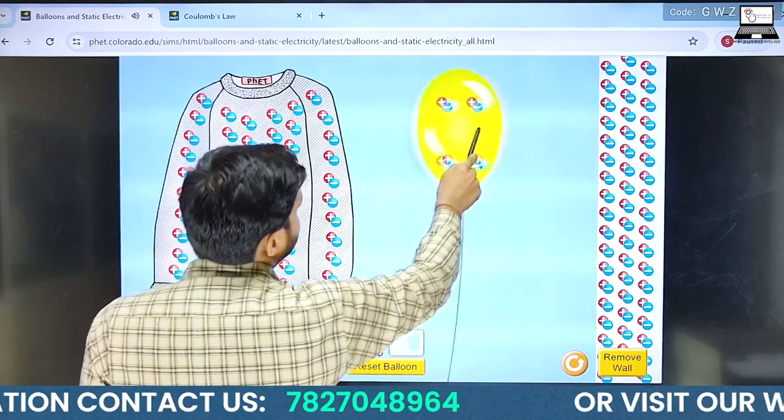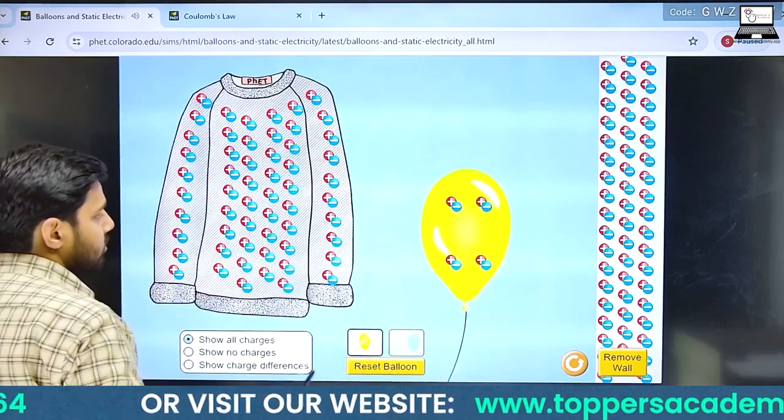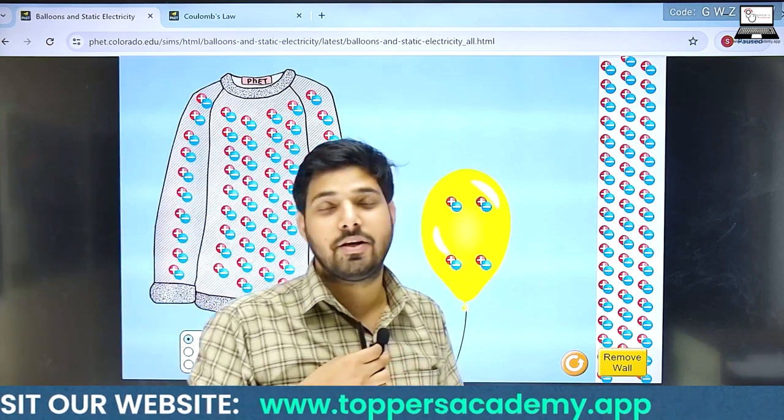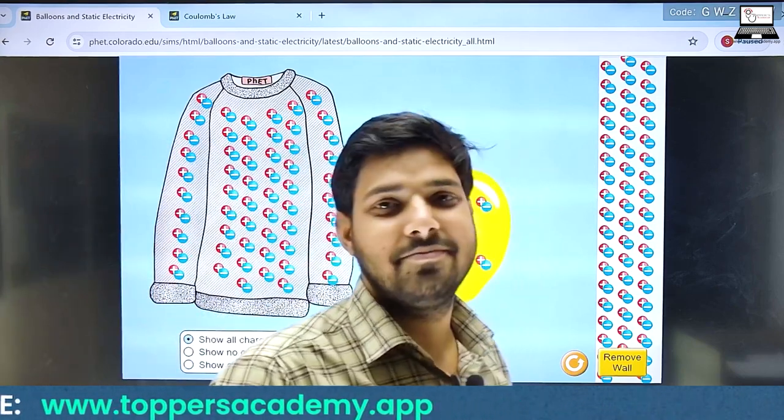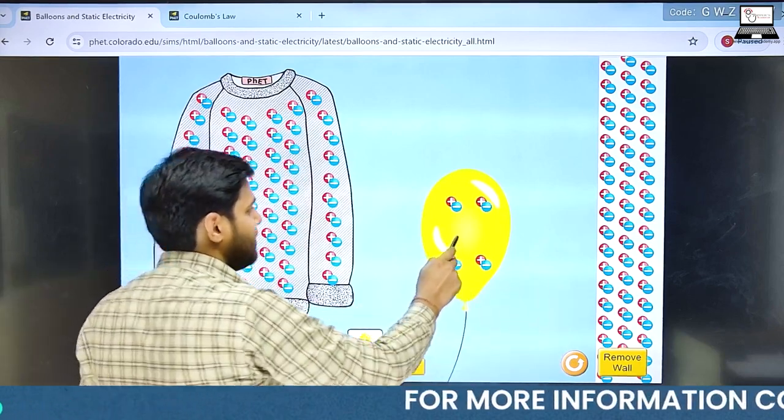See, this is an insulator and this is your jacket. You are wearing a very good jacket, but you know, right now it's summer, but you are wearing a very good jacket. Obviously, you know, in AC.